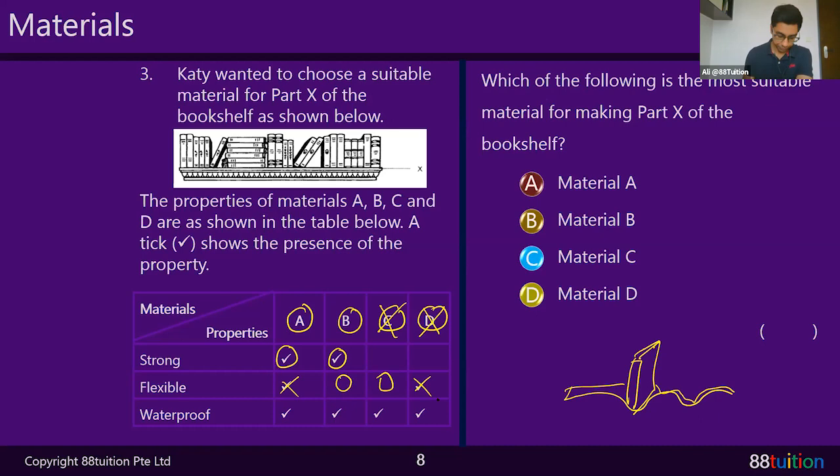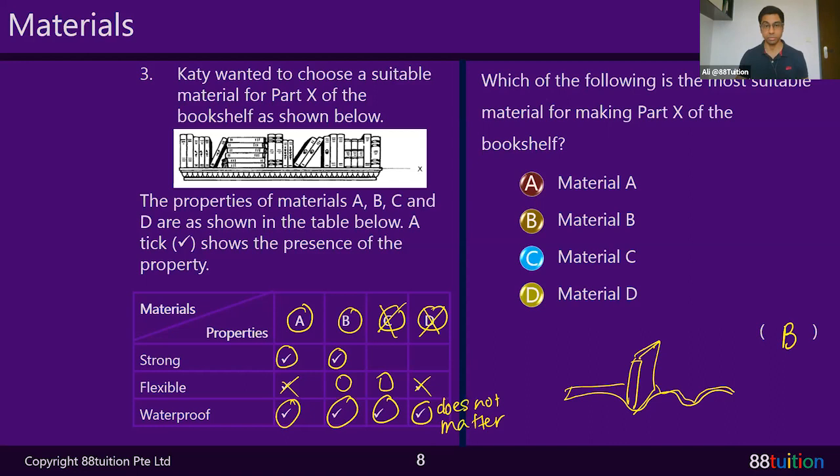Is it waterproof? A bookshelf has to be waterproof because if I put my cup of water on the bookshelf accidentally, it doesn't matter, right? It has to be waterproof so that it doesn't get wet and spoil easily. But all of them are waterproof, so therefore it doesn't really matter. It does not matter in the selection here because all of them are waterproof. So only whether they are strong and flexible you need to choose. And then between A and B you need to choose because C and D are not strong. Therefore, the answer is B. Okay, very common question.